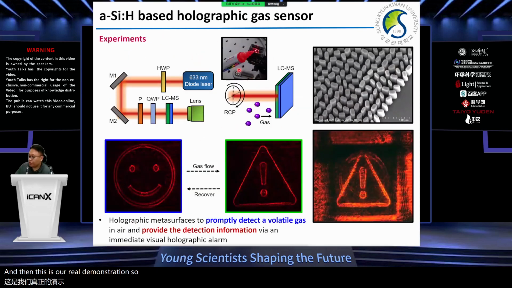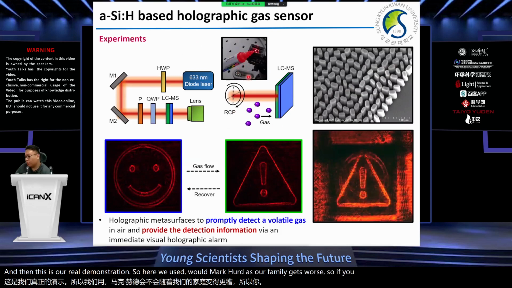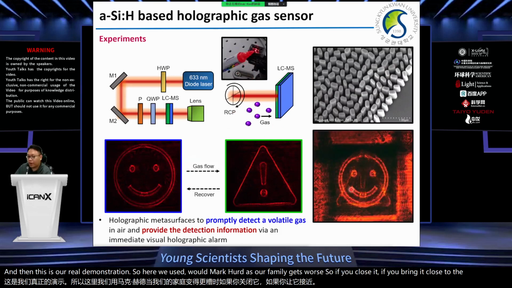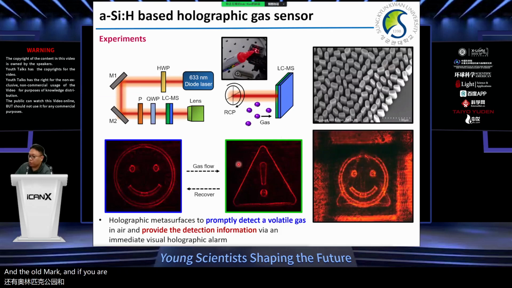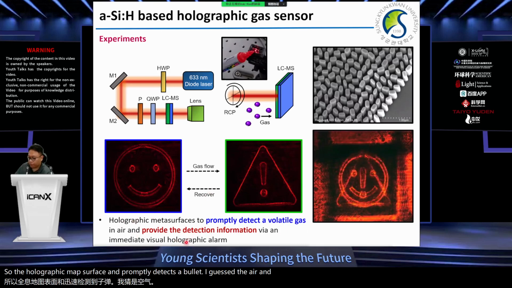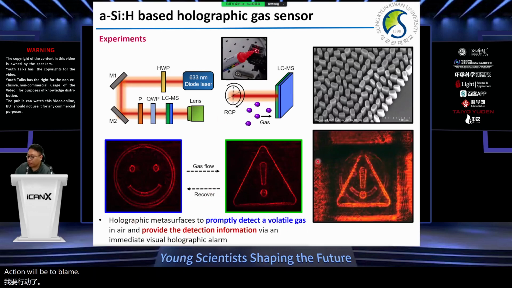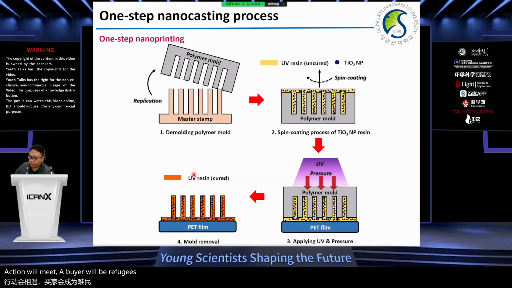Here we used a board marker as our primary gas source. If you bring it close to the device, then you will see the outline mark. And if you remove it, then you will recover its initial state. So the holographic metasurface can promptly detect a volatile gas in the air, and it provides the detection information via holographic images. And one step further, we developed a one-step nanocasting process.